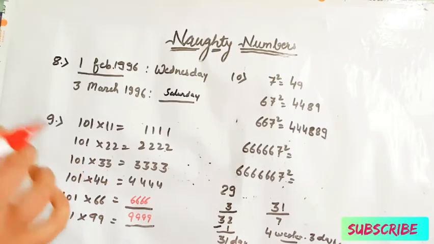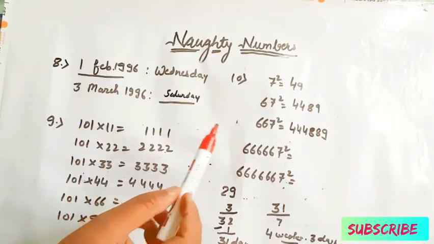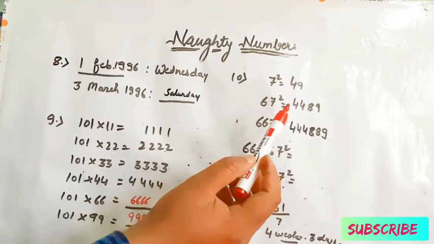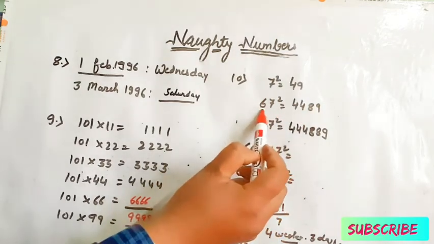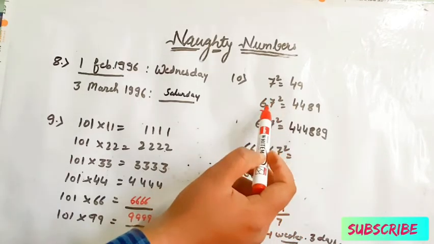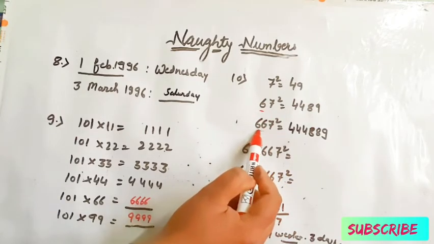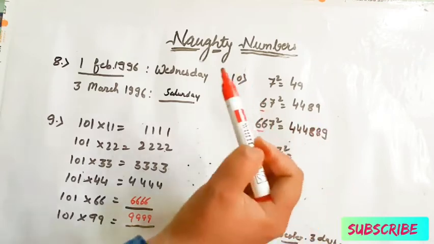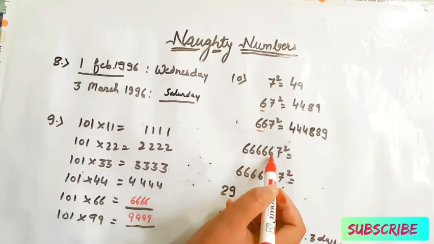One more amazing pattern we have, that is 7 square is 49. So if it is 67 square, you can see 2 times 4 is there. So once we have 6, it will become 2 times 4 and 1 times 8 and then 9. If 2 sixes are there, so 2 plus 1 is 3, so 3 times 4 and 2 times 8 and 1 is 9.